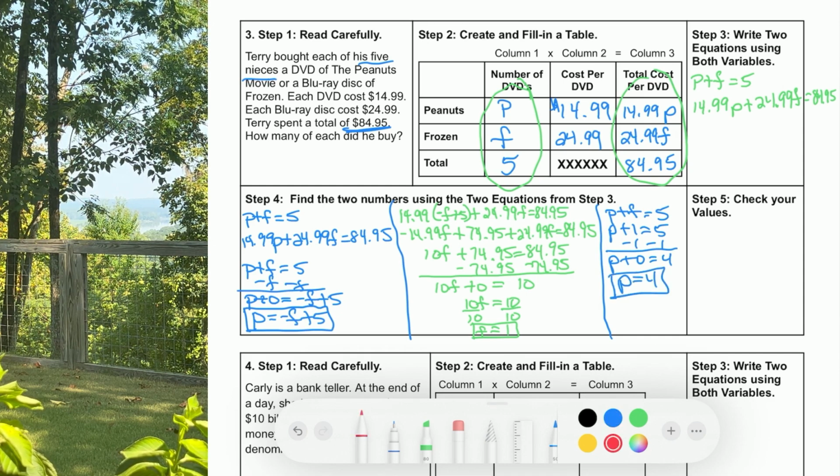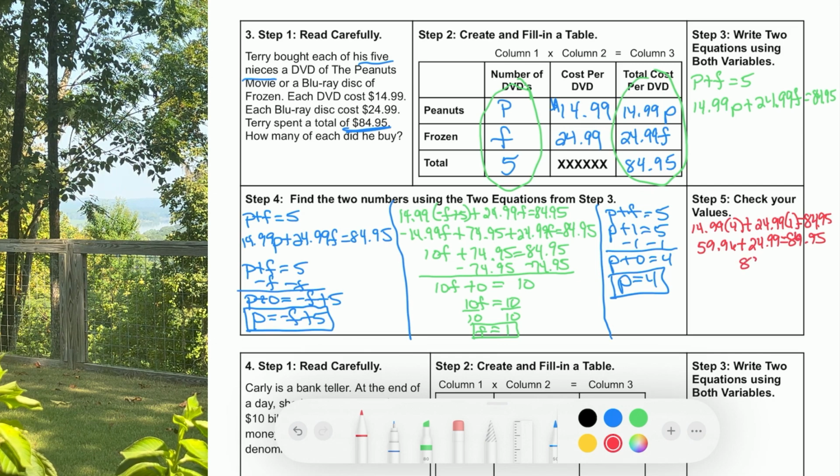All right, let's check our values just to make sure. So I have the 14.99 times 4 plus the 24.99 times 1 equals 84.95. 14.99 times 4 is 59.96. 24.99 times 1 stays 24.99. If I add these two together, I get the 84. Oops, I wrote that wrong. 84.95. And we did, in fact, find the correct answer.